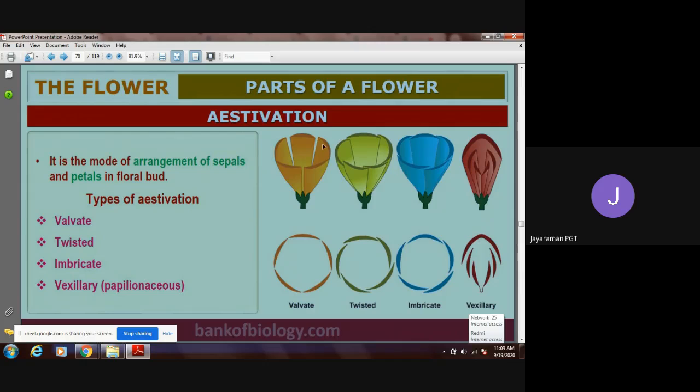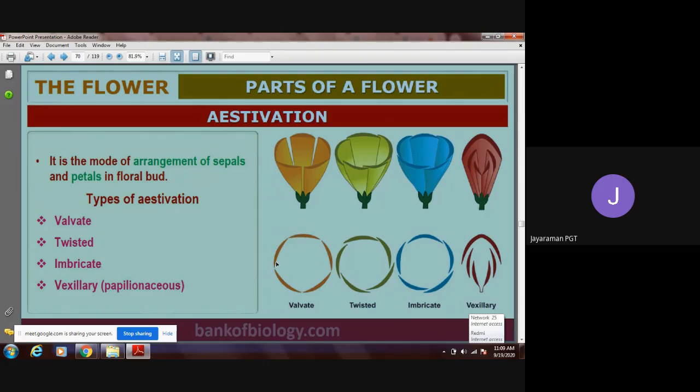Each petal touches the others. They do not overlap. That is known as valvate. You can find the petals in the diagrammatic view. If you take a cross section, this is a sectional view. This is the way you have to write in the floral diagram. You will have a floral diagram for the practical, and you have to write like this. You have to draw the pictures.